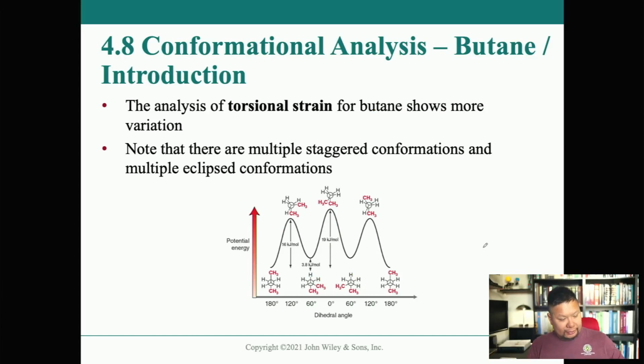Okay, another example here, we have butane, and I have butane again right here. Butane's a little bit different because now you have two methyl groups that are going to be passing each other when the sigma bond rotates. So in this very first structure here, the two methyl groups are very close to each other.